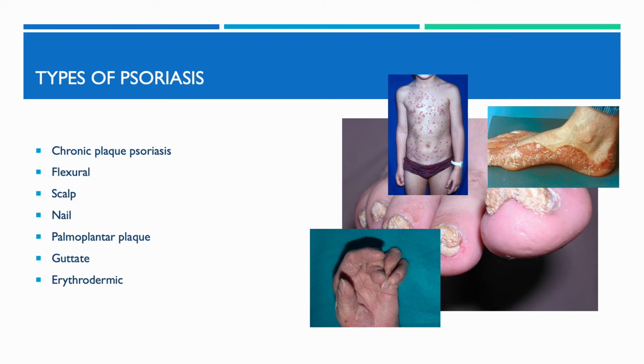Psoriasis can affect the nail unit, and again, it may be entirely confined to the nail, or it may be that there's extensive psoriasis also with nail involvement. Plaque psoriasis can affect the palms and the soles, and we call that palmoplantar plaque psoriasis.